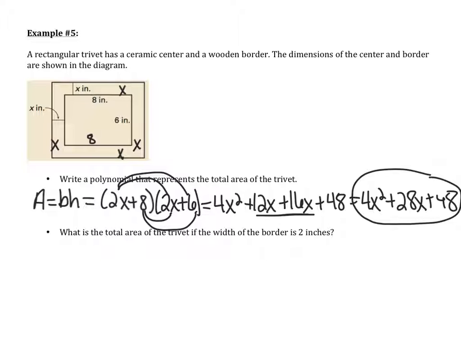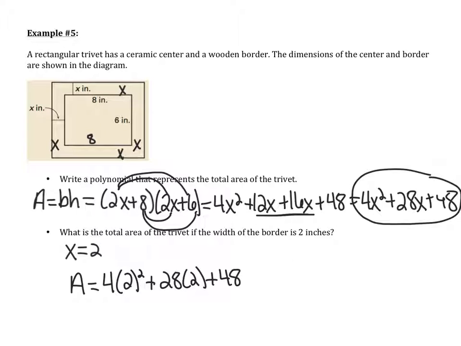And now for the second part, it says, what is the total area of the trivet if the width of the border is 2 inches? So if the width of the border is 2 inches, that means that x is equal to 2. So what we're going to do is take our formula from the first part, and just every time we see an x, we're going to put a 2. So it would be A equals 4 times 2 squared plus 28 times 2 plus 48. So I can just type this into my calculator and get my answer, which would be 120, and since this is an area, it'd be inches squared.